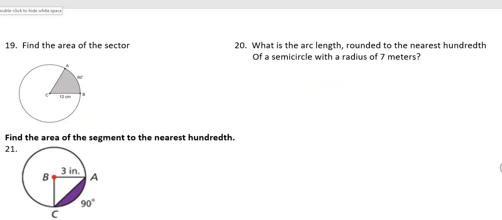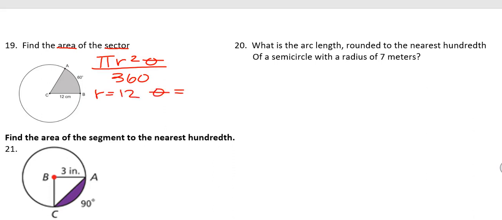So for number 19, first thing we need to notice is that we need to see these words, area of a sector, because that's going to tell us what formula we need. When we look on our formula sheet, it tells us that this is pi r squared theta over 360. Now we know that r here is equal to 12 and that theta is equal to 60 degrees. So we're going to go ahead and put those in here. So we've got pi 12 squared times 60 over 360.